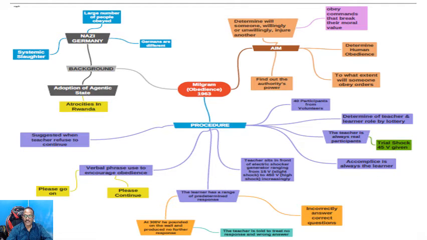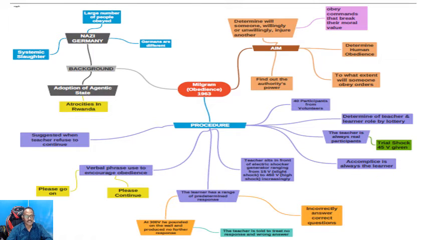By doing this, they responded to the authoritative figure of the experimenter. Even though they could hear the cries of pain coming from the learner, they continued because the instructions were given by the experimenter. Words like please go on, please continue, motivated them to increase the voltage and keep on asking the questions even though they were initially reluctant.